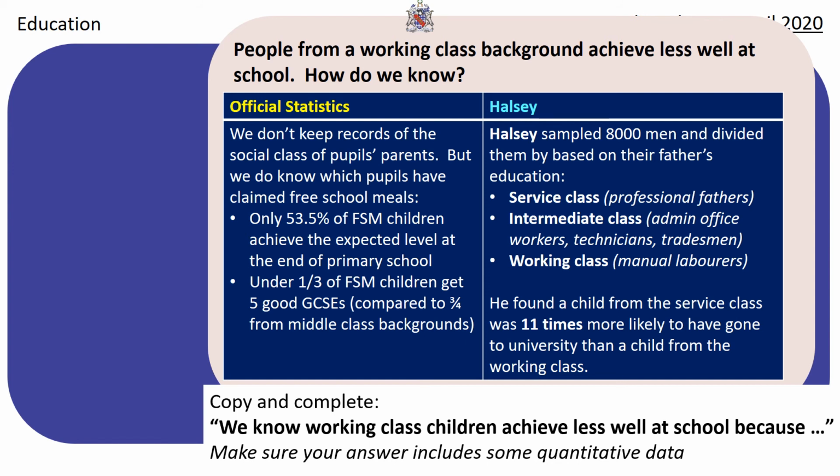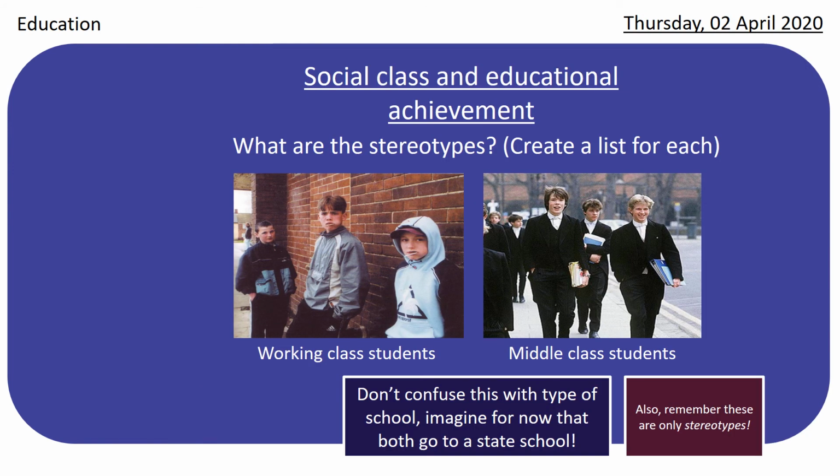Okay, so now you've understood that. Now we know that there is some data that shows there's a difference in educational attainment. We're now going to see if we can explain why. So let's think about stereotypical views of students who come from a working class background versus students who come from a middle class background. And just to be clear, we're not discussing the type of school here. We did that in a previous lesson, the comprehensive school versus an independent school.